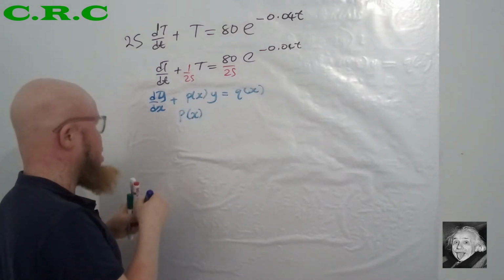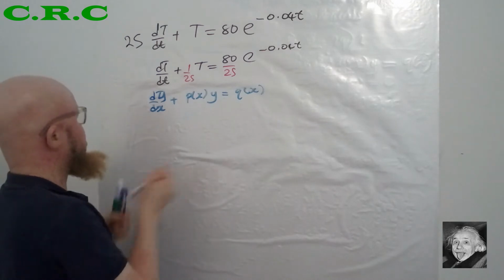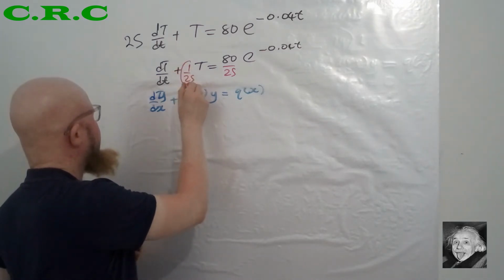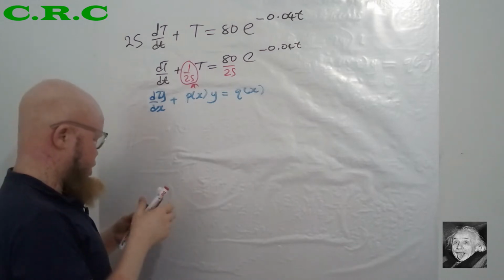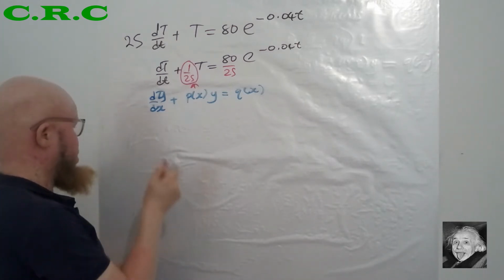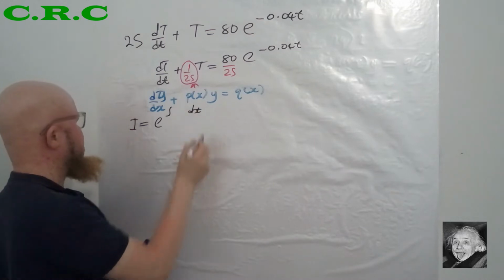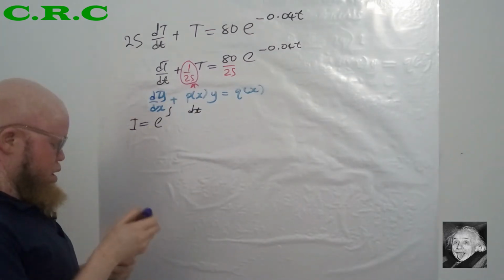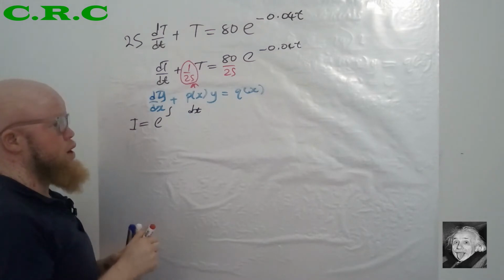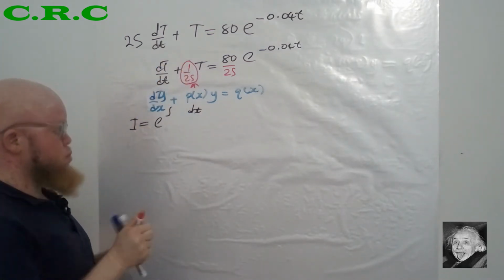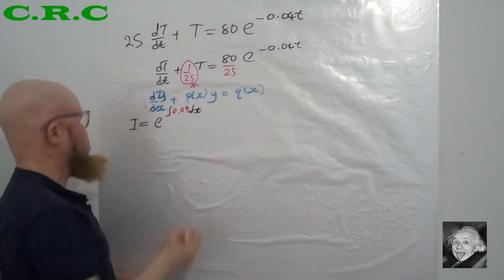In this case, our p of x is this one, and q of x is all of this on the right hand side. So now the next step is to find the integrating factor, and your integrating factor is given by e to the power integral of p dt. What you're going to put inside here is your p of x, and according to this, our p of x is 1 over 25. If you write it in decimal form to make it easy, it will be 0.04.